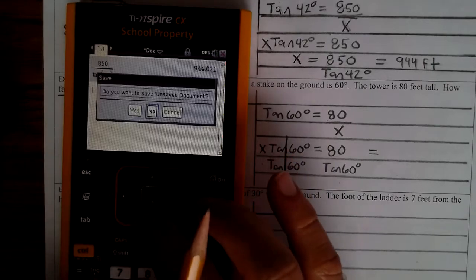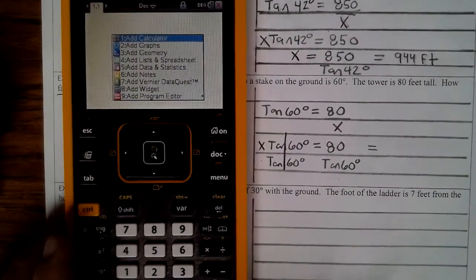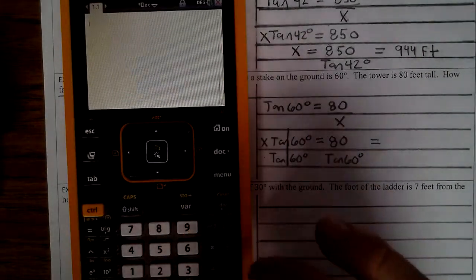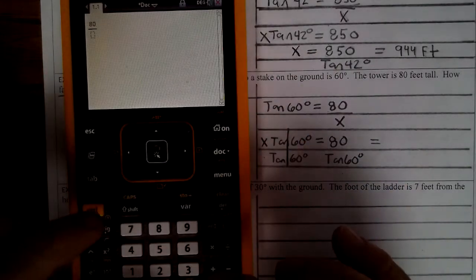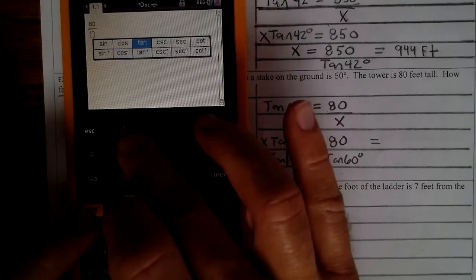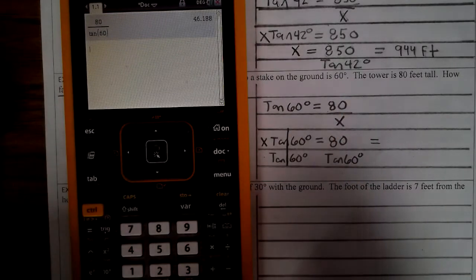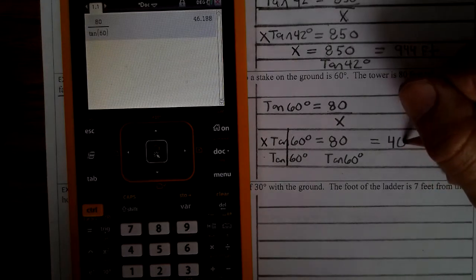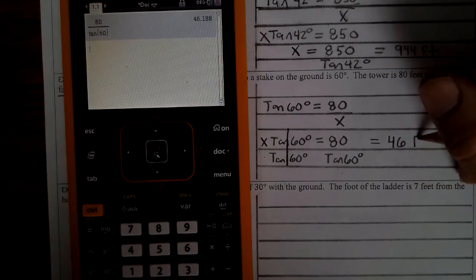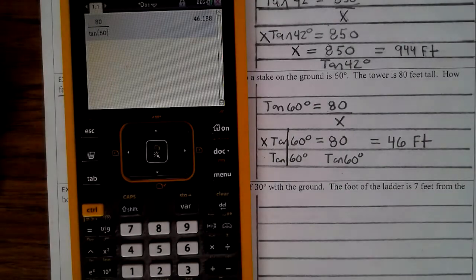So new document, no. Add calculator. Control divide. 80. Trig button. Tangent of 60. So the stake is 46 feet away. Again, because we're rounding to the whole number.